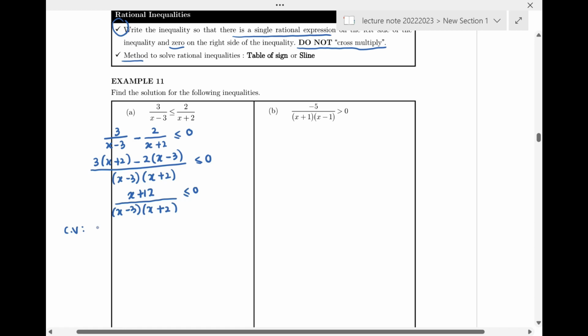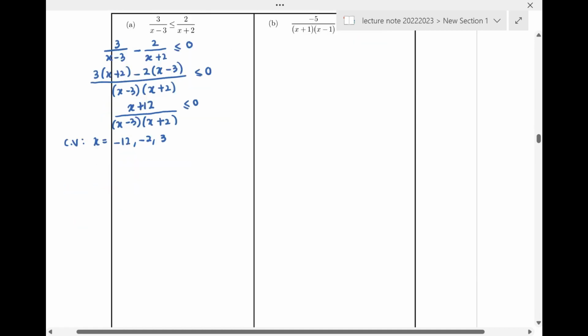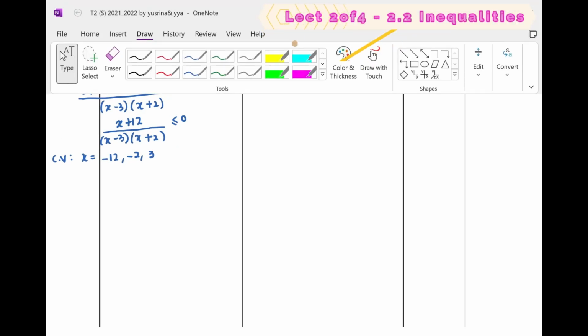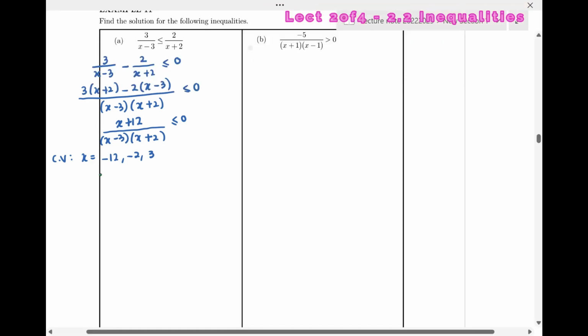Now I write here first our critical values. You know that already. So we have x equals to minus 12. We have minus 2, and also we have 3. So these are our critical values. First off, I will show you how to use the table of sign to solve these inequalities. So let me change it to another color, maybe the green one.